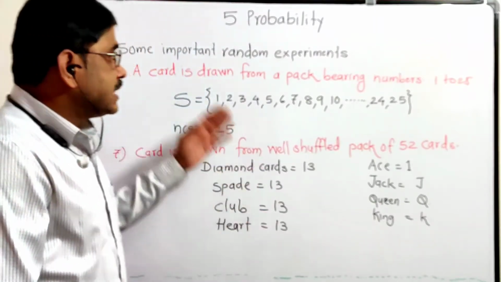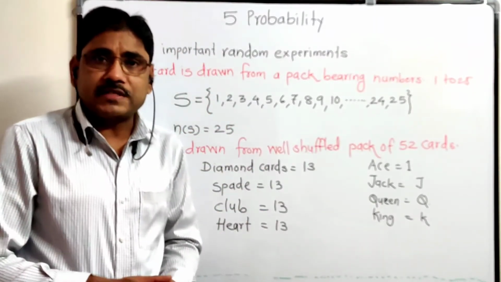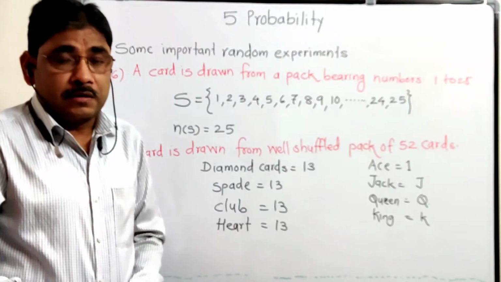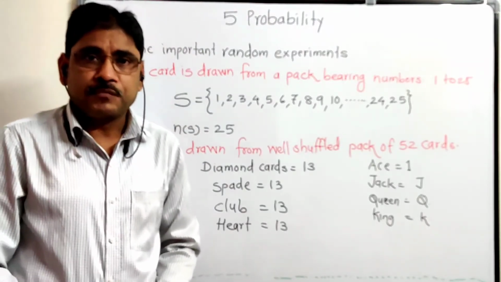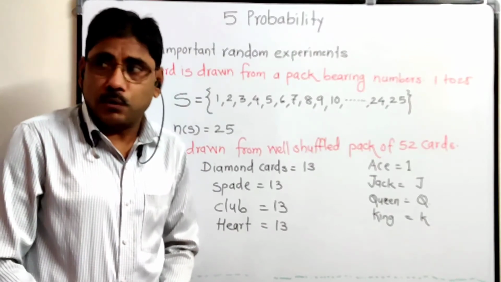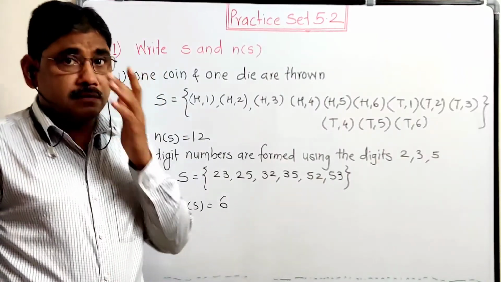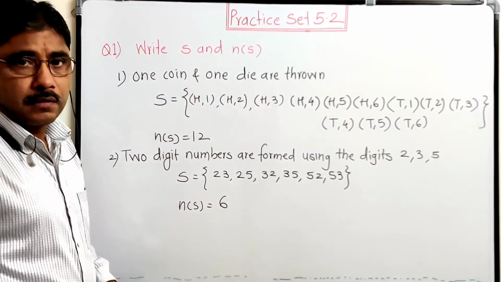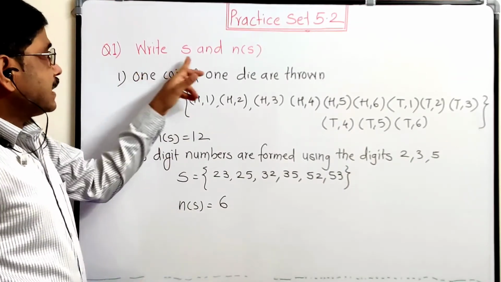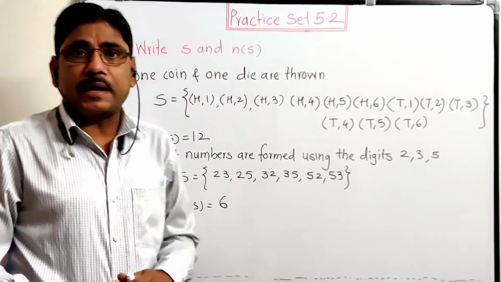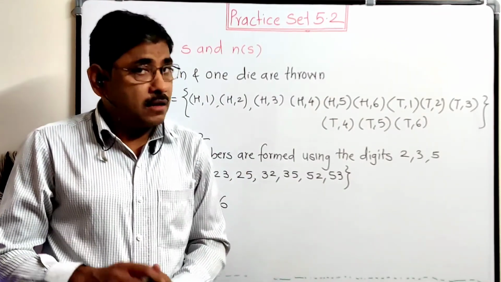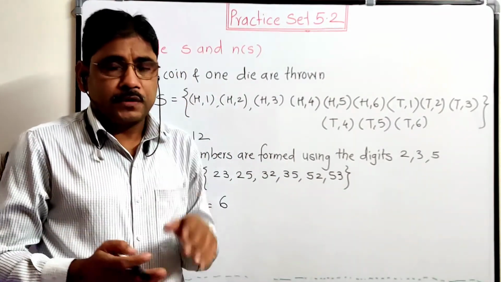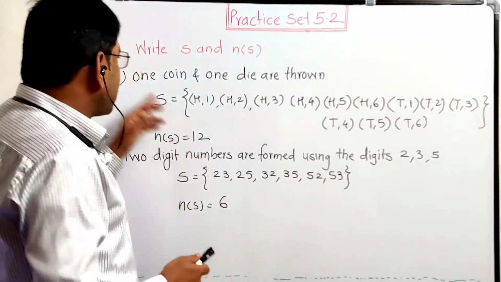Now these are the random experiments which are required for this chapter. So please remember these random experiments. Now let us see practice set 5.2. So here let us see question number 1. Write S and n(S). We have to write only S, means sample space, and the number of sample points in question number 1.